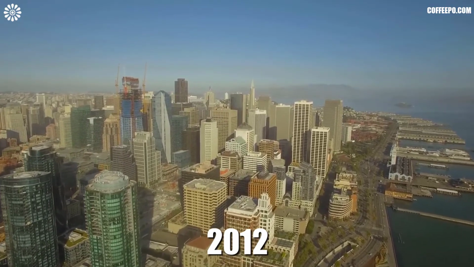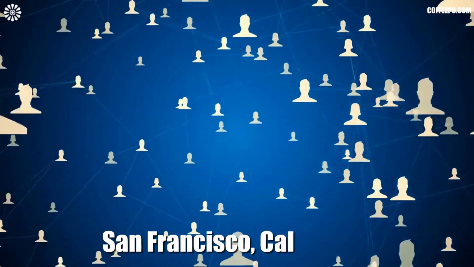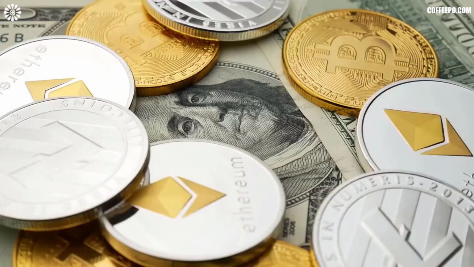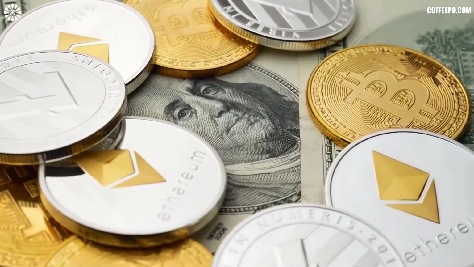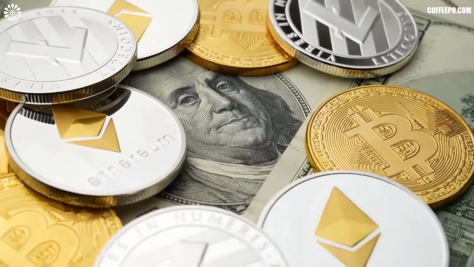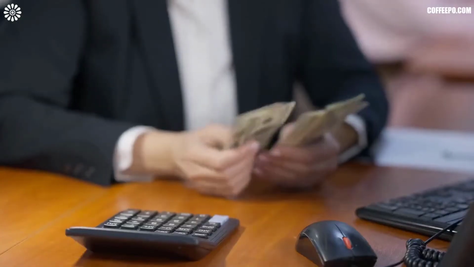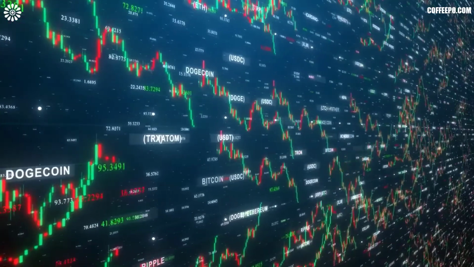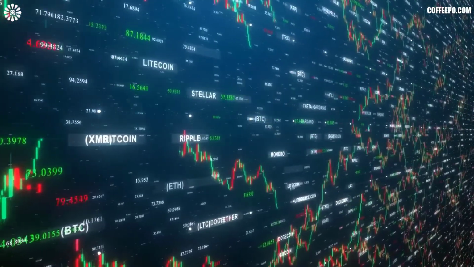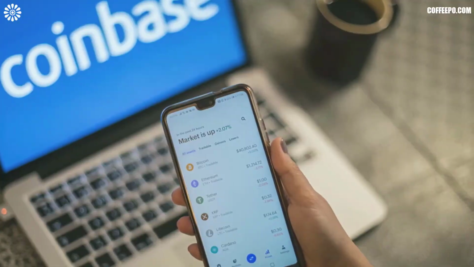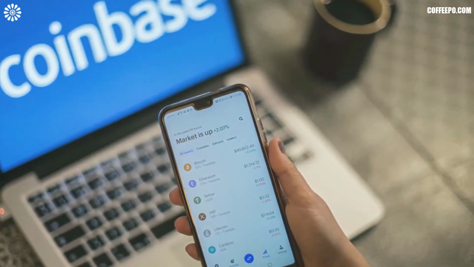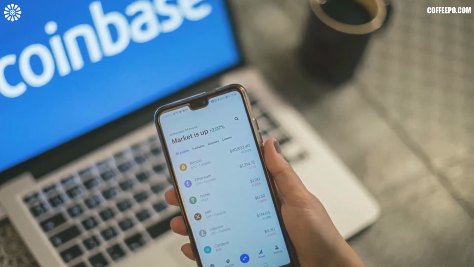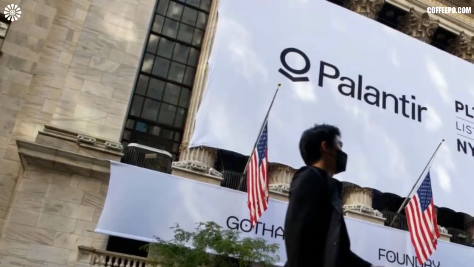Coinbase was founded in 2012 and is headquartered in San Francisco, California. The company has over 35 million users and is available in over 100 countries. Coinbase allows users to buy and sell cryptocurrencies such as Bitcoin, Ethereum, and Litecoin. The company makes money by charging a small fee for each transaction. The cryptocurrency market is still in its early stages and has a lot of room for growth. I believe that Coinbase is positioned to be a leader in this growing industry, and the stock is a great long-term investment.